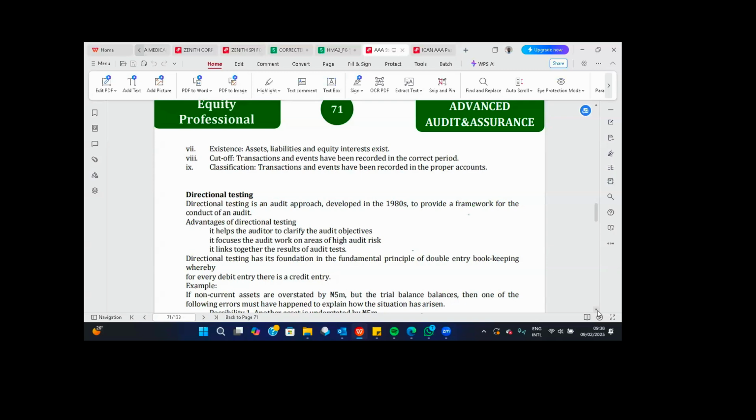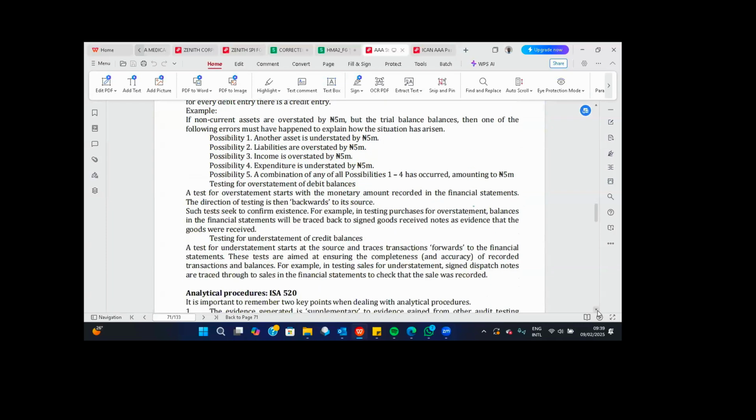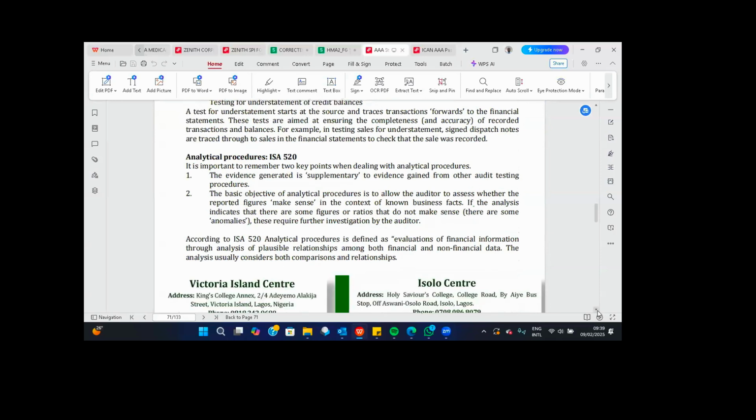So what are the advantages of directional testing? It helps the auditor to clarify the audit objective, in the sense that the essence of the audit objective is to ensure that the risk of material misstatement is very, very low. Two, it focuses the audit work on areas of high audit risk. Areas where you have risk of material misstatement is where the auditor is going to focus. Thirdly, it links together the result of audit tests. That is self-explanatory, right? That's the example they are giving here. I've explained it, so I don't need to bother myself with that. That's what they are trying to explain.